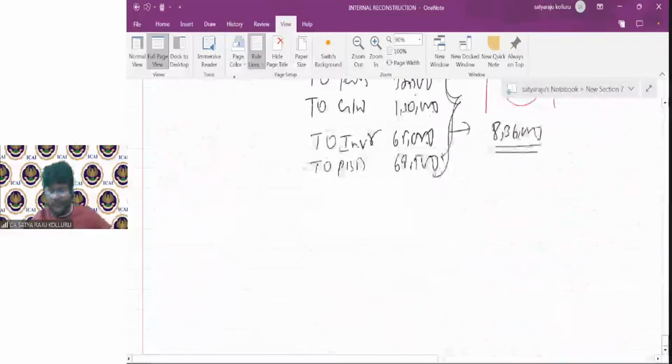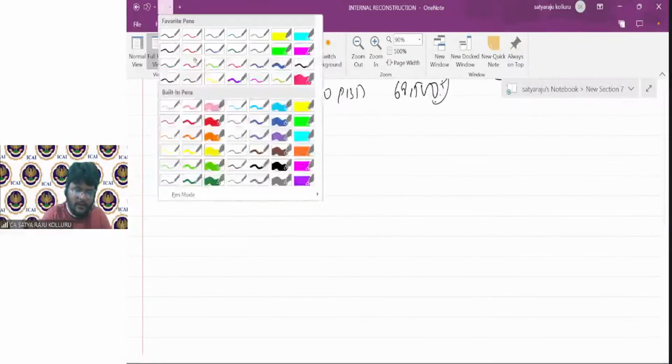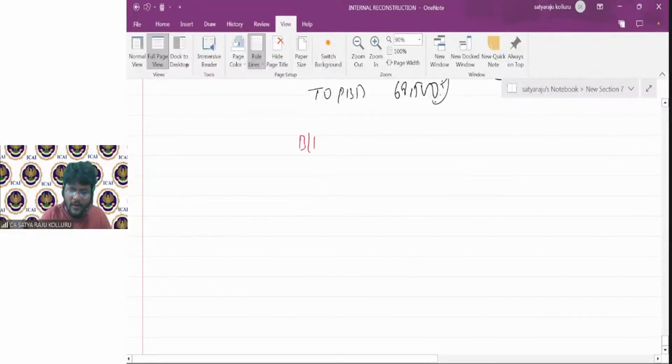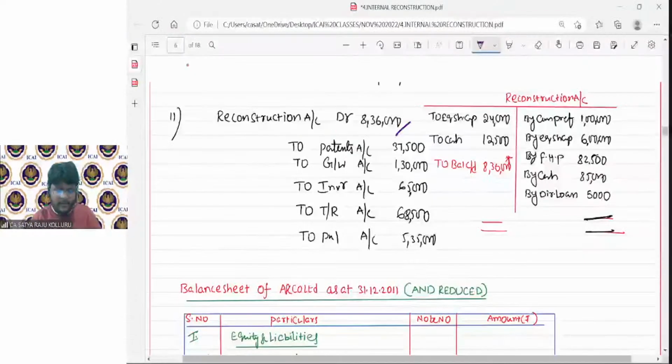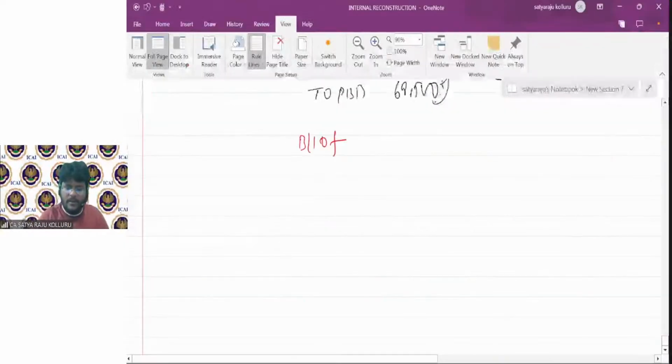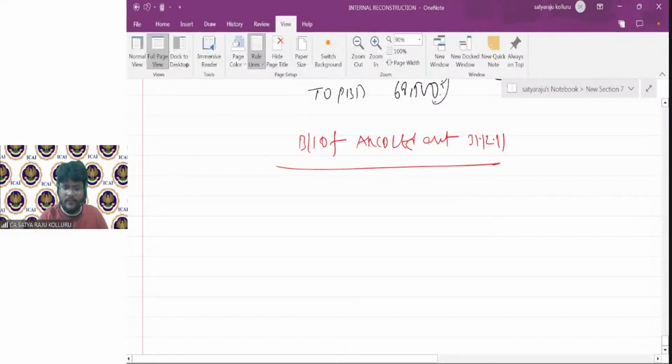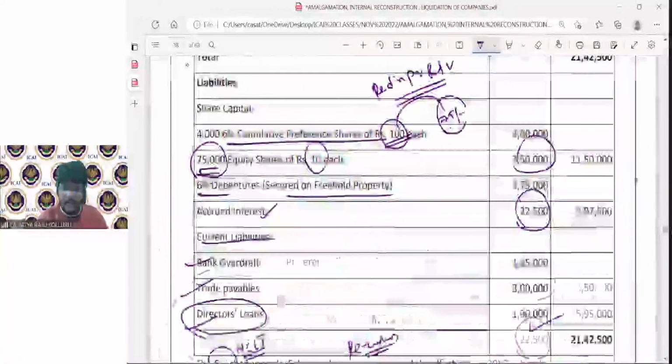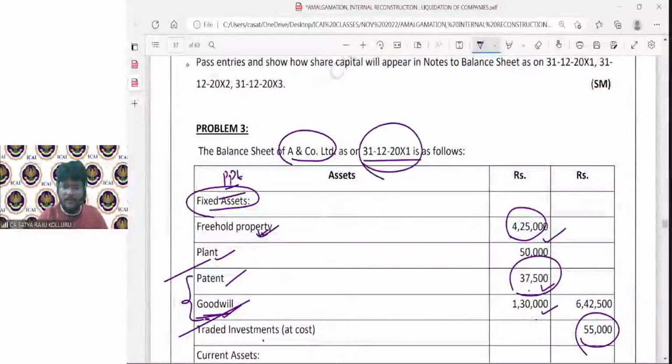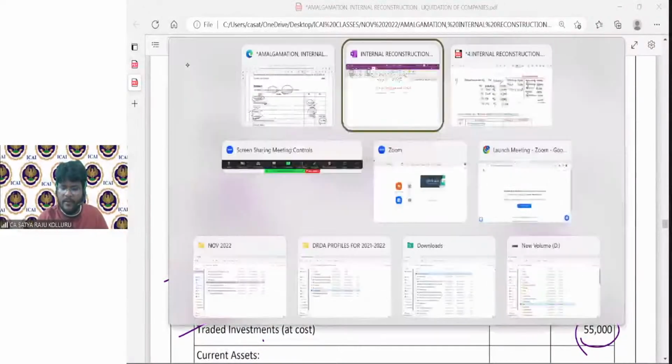This is the time for balance sheet. All of you, please quickly participate here. Balance sheet of which company, guys? What is the company name? A&D Company Limited, as at 31st December 2011. Here it is there. 31st December 2011, A&D Company Limited.